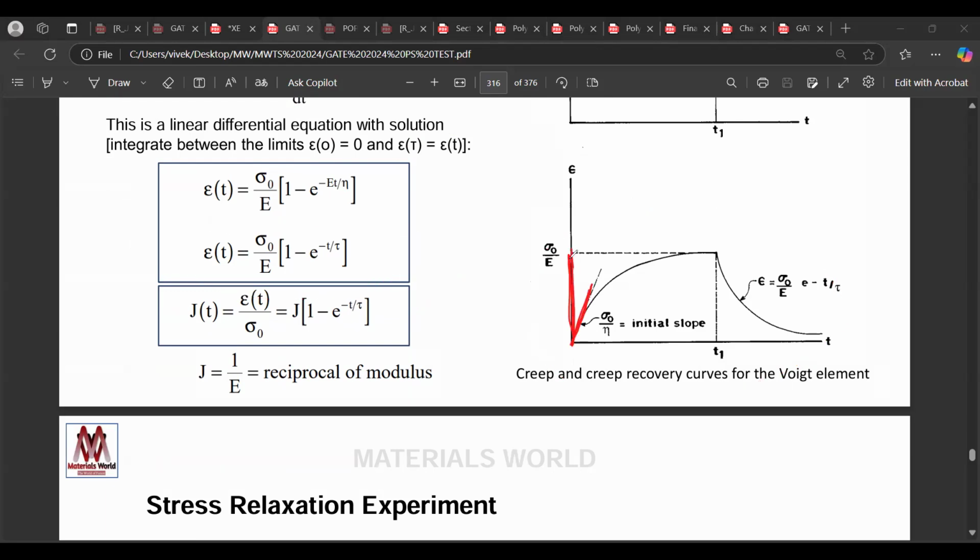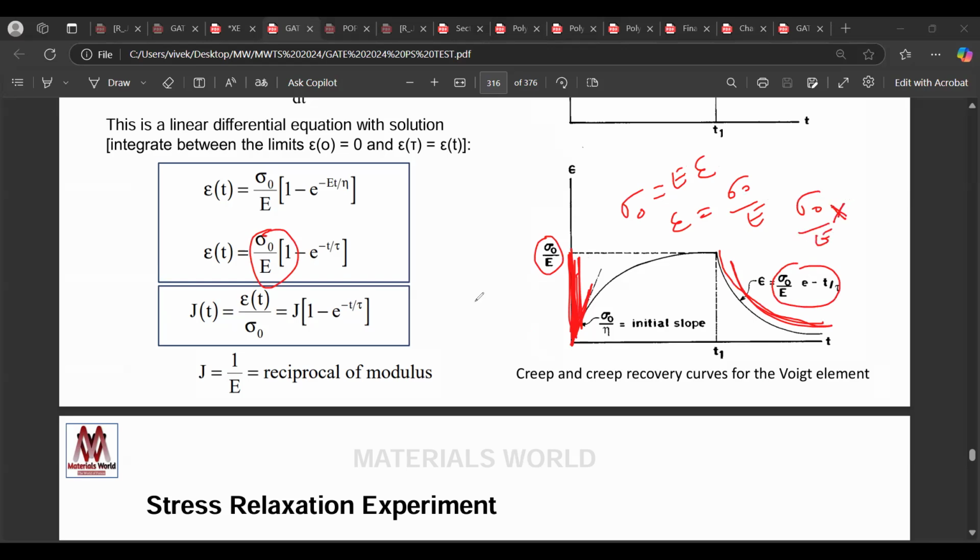Or initial instantaneous strain, right? That is, sigma equals E epsilon, so your epsilon will become sigma naught by E. Initial. So you put initial, and then you're subtracting how much? This much. That sigma naught by E is factored with the negative exponential factor e to the power minus t by tau. This sigma naught by E is now reduced by how many times? E to the negative power means it is decreasing.